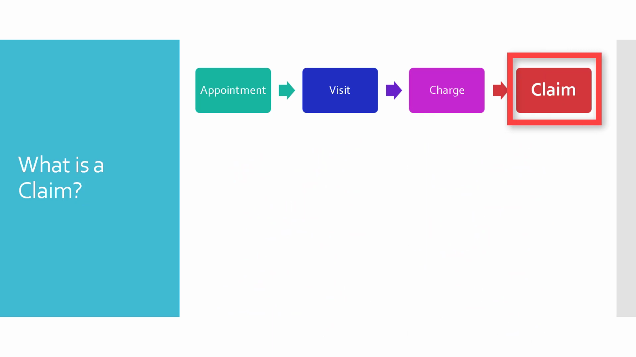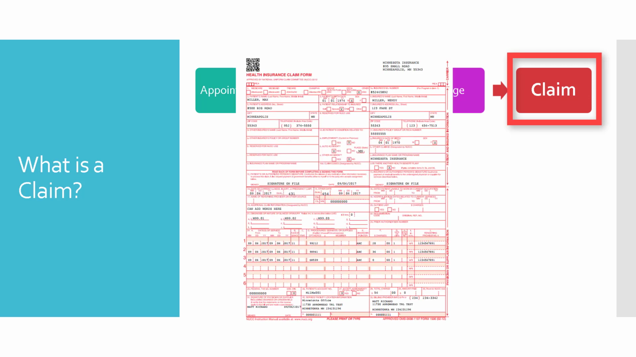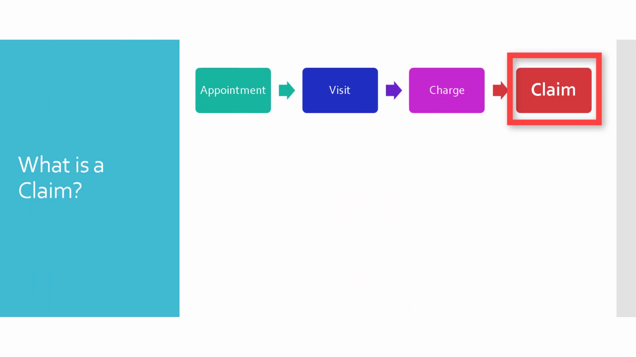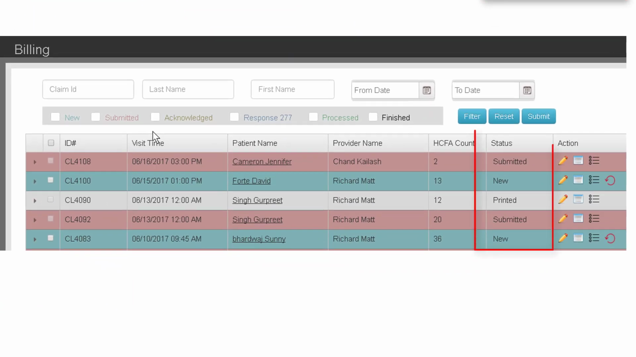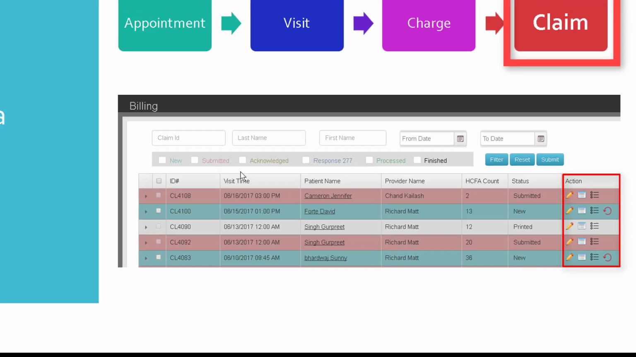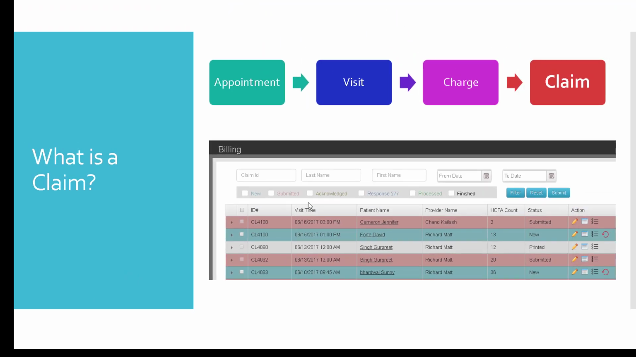Claims are charges that will be set to payer responsibility initially and submitted on a 1500 form or electronically through your clearinghouse. Claims appear on the billing screen and are color-coded by their status: new or unsubmitted, submitted, approved, processed, printed, and finished. Each claim has individual tools for printing, submitting, editing, resubmitting, and resetting.